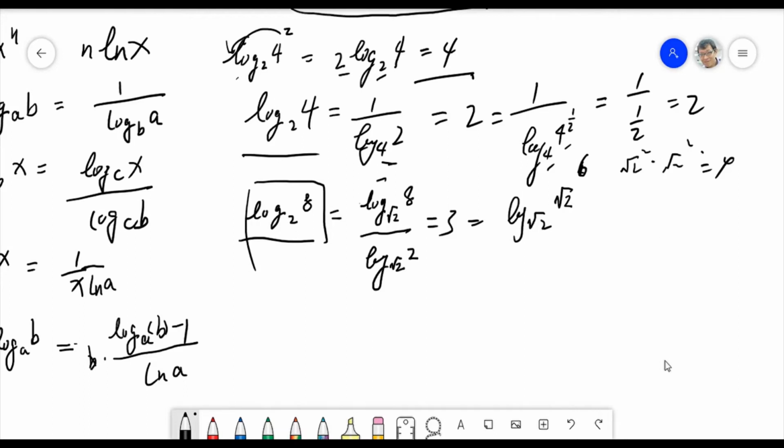Yeah, times another square root. So 6. And here, log base square root of 2 of 2, and the 2 is square root of 2 to the second power, right? So of course the first one will be 6. The numerator is 6, the denominator is 2. So it's 3. Same, right? So that's right.